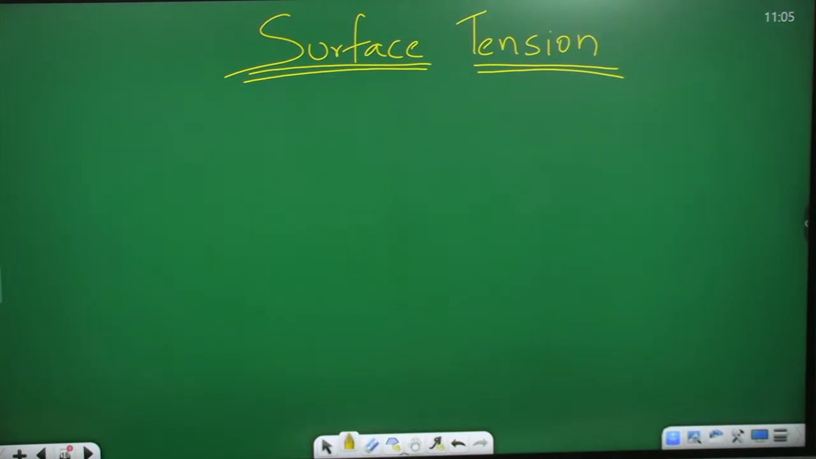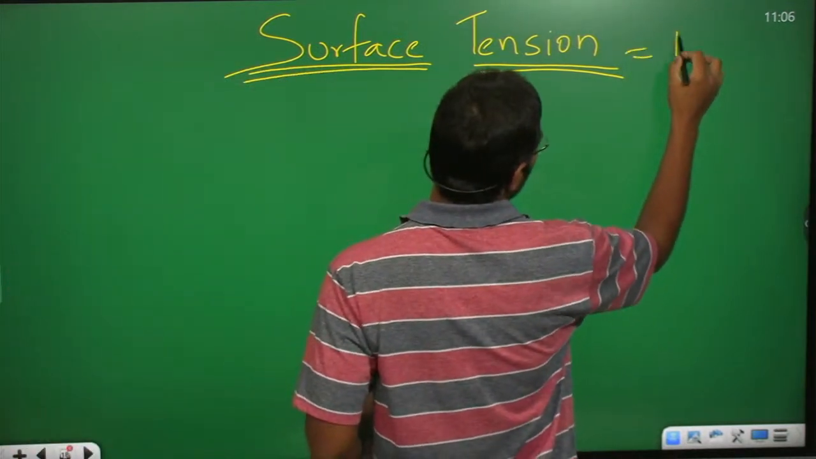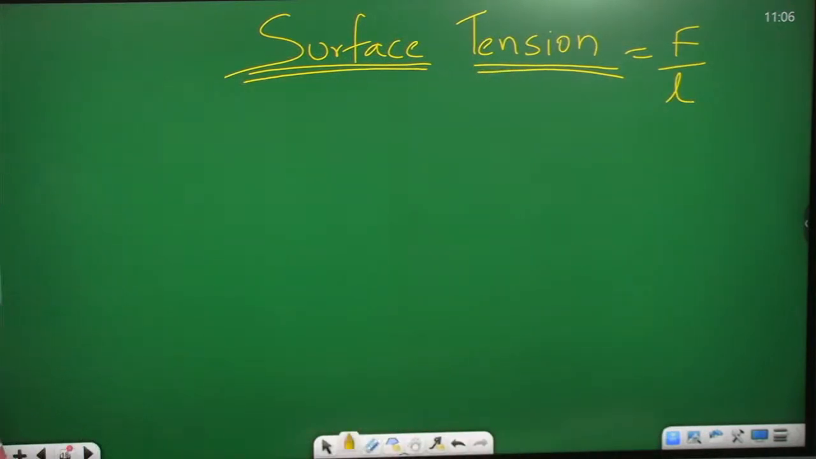Okay, Miss Rakshita, you are correct. Half into stress into strain. Okay, Gayatri, F by L, you are right. Units of surface tension. Surface tension can be written as F by L, force per unit length. So what do you think we get units as? What is the dimensional formula?